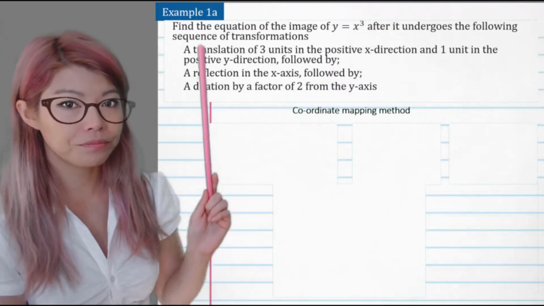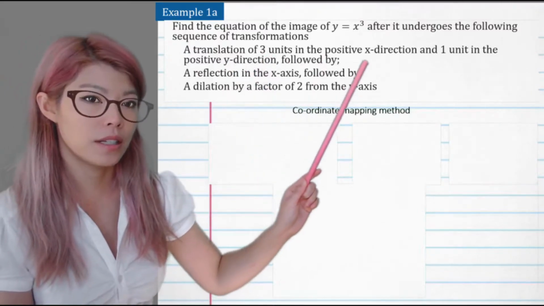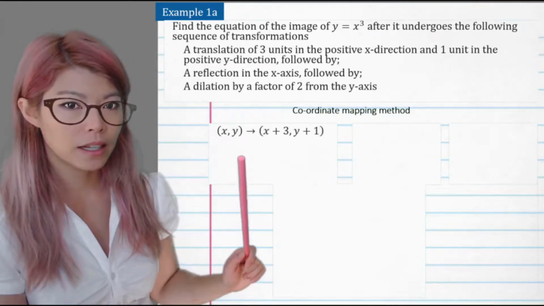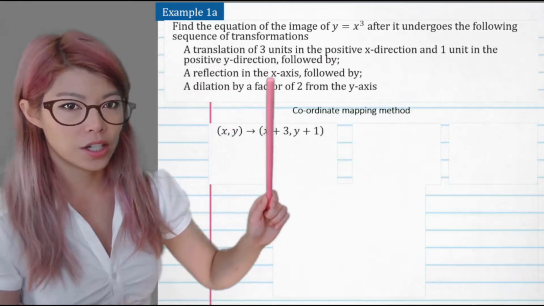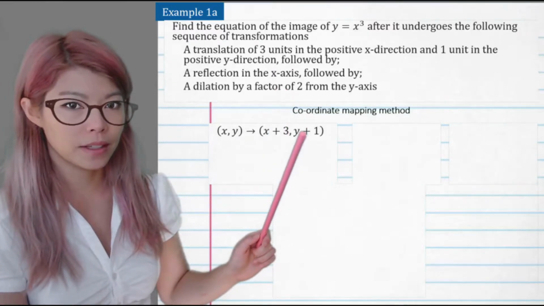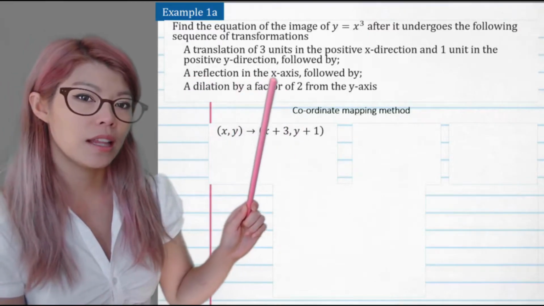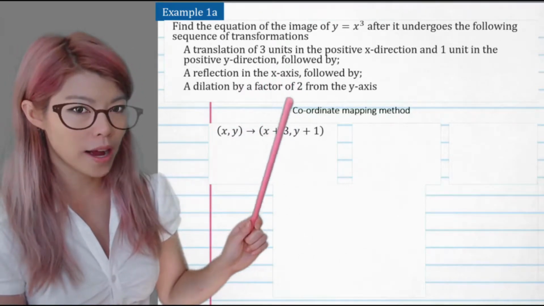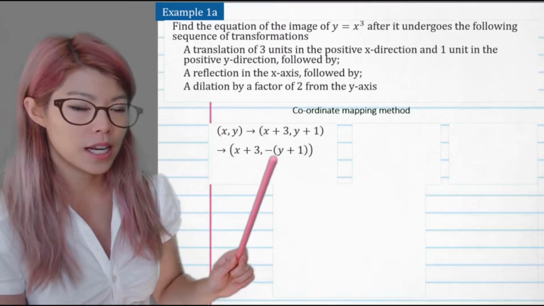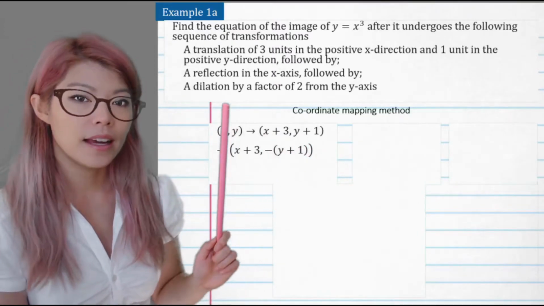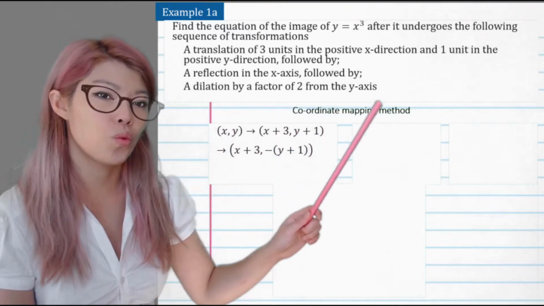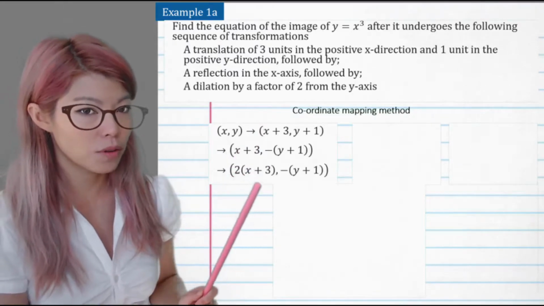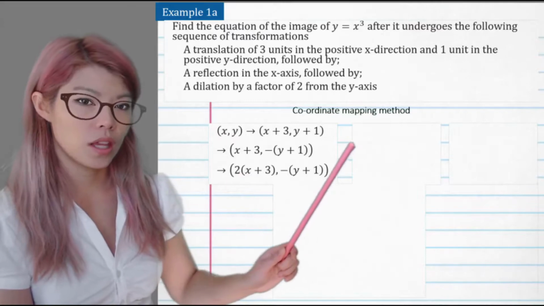What are we doing? Translation of 3 units in the positive direction, x direction, so moving x by 3, so x plus 3. And 1 unit in the positive y direction. So my new y is y plus 1. Next, we said reflection in the x-axis. So what does that mean? Remember, reflection is changing the y. So that part becomes negative. So negative y plus 1. Don't forget brackets. And then dilation by a factor of 2 from the y-axis. What does that mean? 2 in front of the x side. So don't forget brackets.